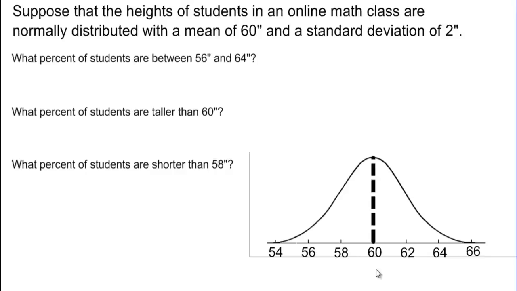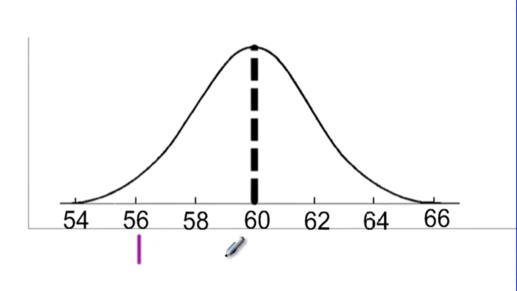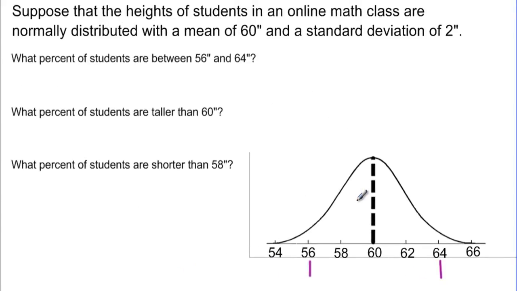Now let's take a look at each question. The first one says, what percent of students are between 56 inches and 64 inches tall? 56 inches is this measurement here, which is 2 standard deviations to the left of the mean, and 64 inches is 2 standard deviations to the right of the mean. With our empirical rule, we know that 2 standard deviations to the left and to the right, 95% of the population are in between those two numbers. So we know that 95% of students that are taking the online math class are between 56 and 64 inches tall.